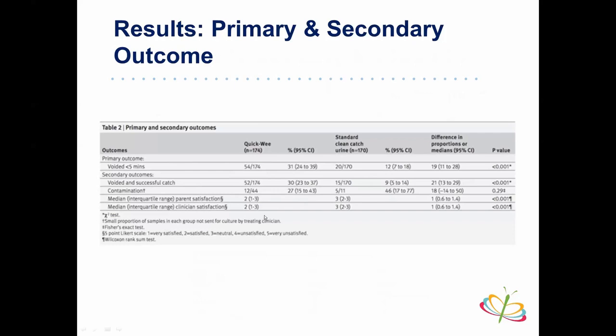3-point Likert scale. 2 means they were satisfied. The quick wee, so they were satisfied, versus the standard clean catch, they were neutral. And this is significant, statistically significant.